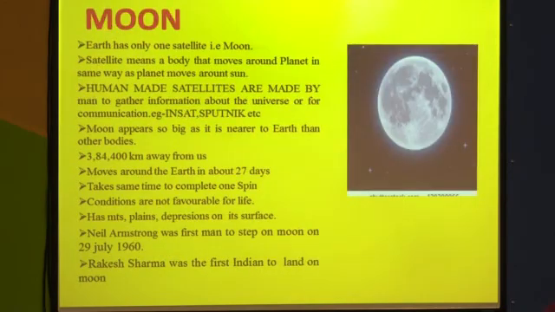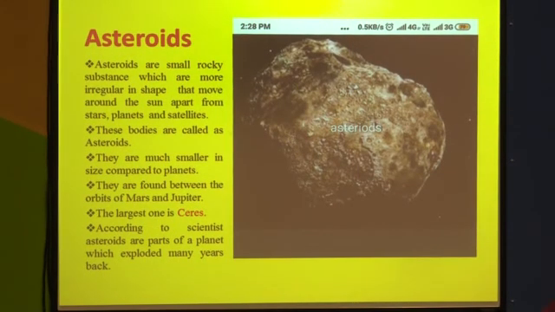Then we have seen the moon, okay? That moon is a satellite of our Earth, and there are other human made satellites also, that is INSAT or Sputnik, and to gather information about the universe we have made such satellites. Though the moon appears so big from Earth because it is near to Earth, okay? It is near about 3,84,400 km away. Then we have seen children about asteroids.